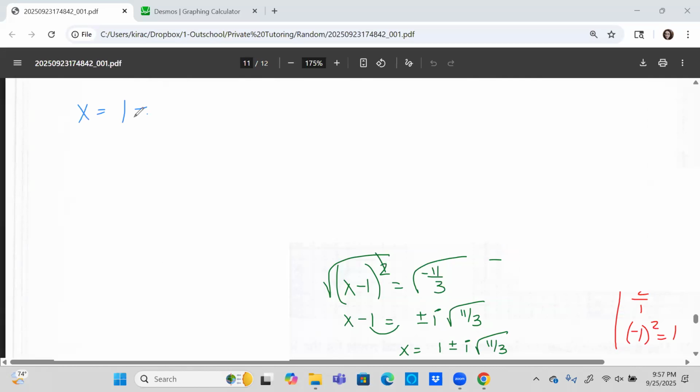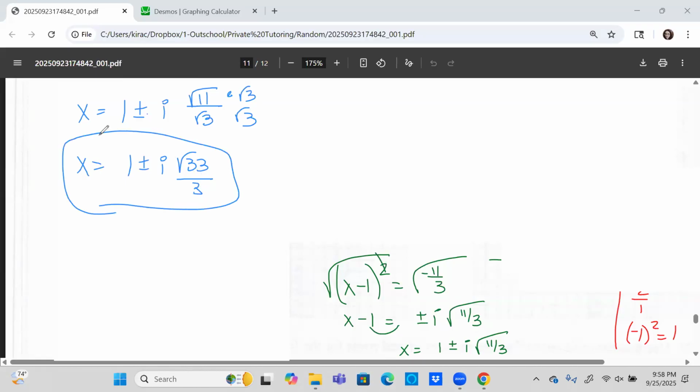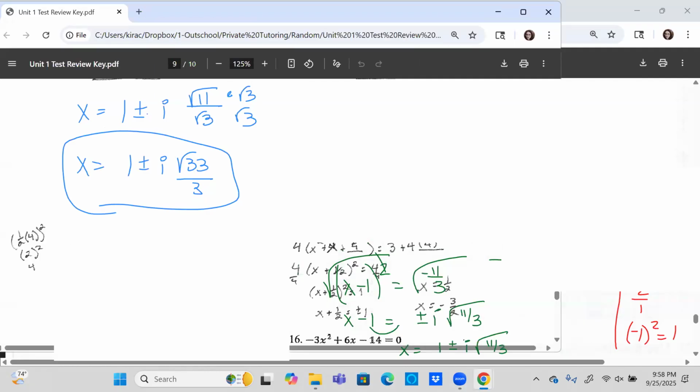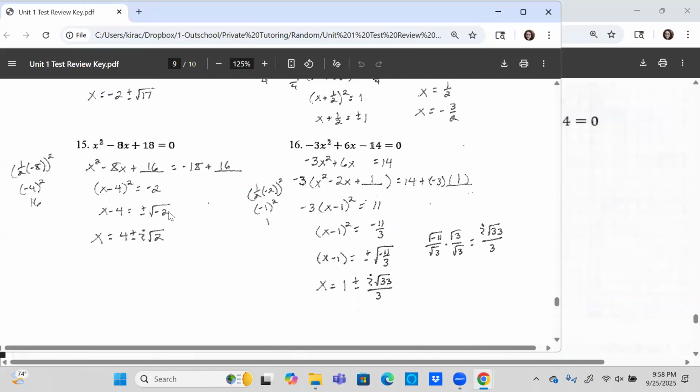So we should probably fix that. So x equals 1 plus or minus i, and let's do it like this, root 11 over root 3. And then to get the radical off the bottom, because it's just a rule that we're not really supposed to have one, times by that radical. So this would be 1 plus or minus i root 33 over root 9, but root 9 is just 3. That's probably the answer. I'll check that. I've got to clear for a second. Yeah, that's fine. All right, I think that's it.